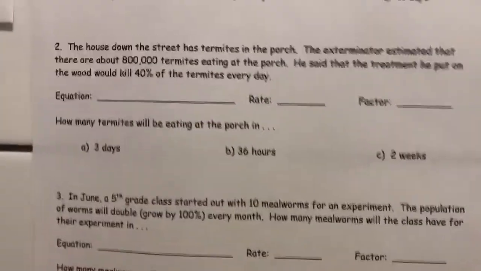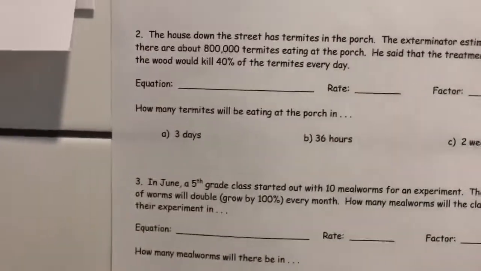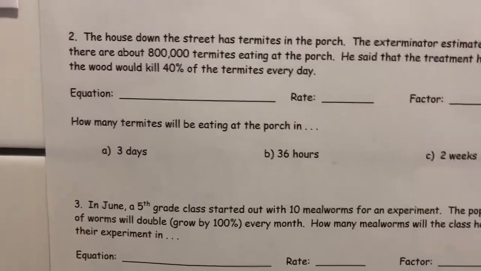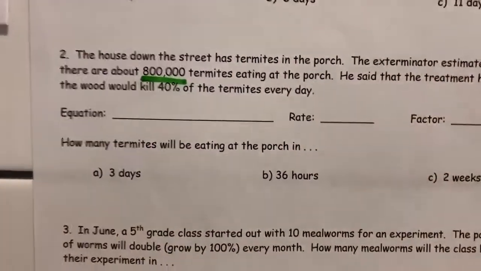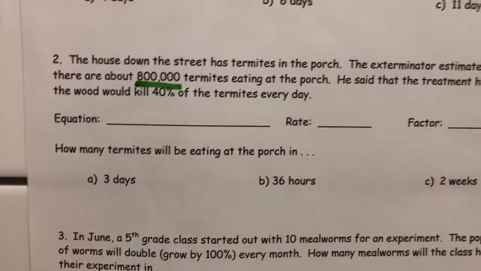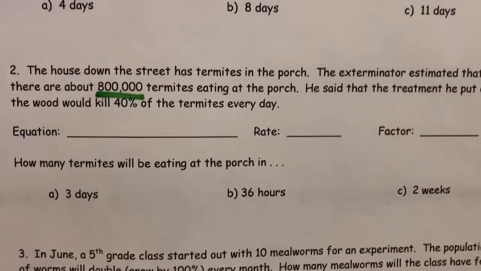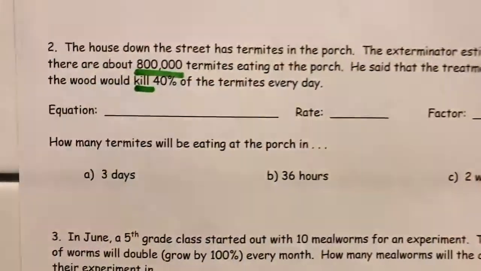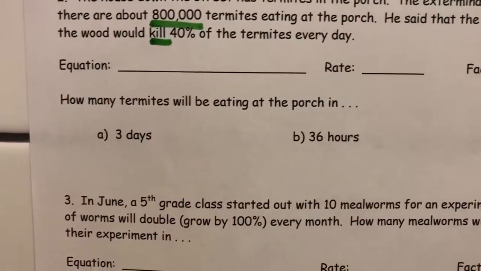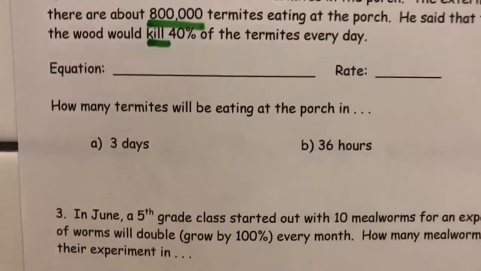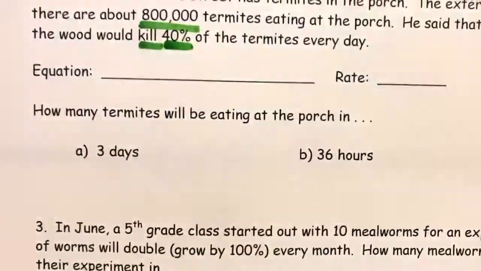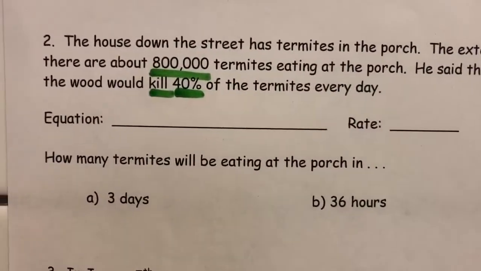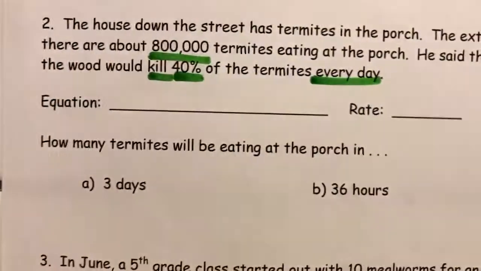So now I'm going to go back through and I'm going to underline like I did before. I want to pull out all of my important information. So I know we have termites. He's estimating there's about 800,000 of them. That's going to be our initial value. He said that the treatment he put on would kill. Kill is going to be a keyword there. If something is being killed, it's dying off, we're going to use our decay model here. And we have 40%. It's killing 40% of the termites every day.